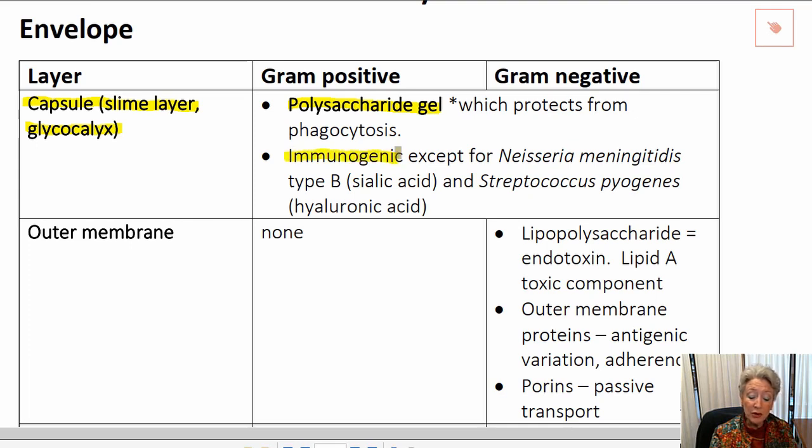And all of them are immunogenic to at least some degree, that antibodies can be made against them. The distinctions there would be Neisseria meningitidis, which makes a sialic acid capsule in the type B serotype, and Strep pyogenes, which makes a hyaluronic acid capsule. Now, I think you can imagine why it is true that neither of those molecules would be immunogenic. And of course, it's because they are a component of the extracellular matrix. Therefore, if you made an immune response against them, you would actually be becoming autoimmune.